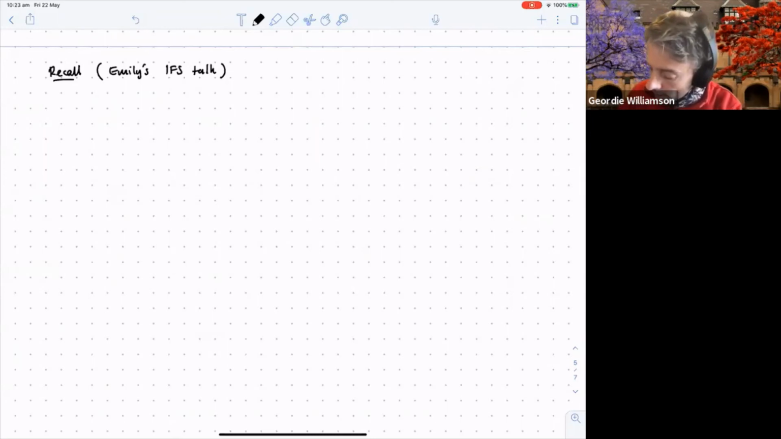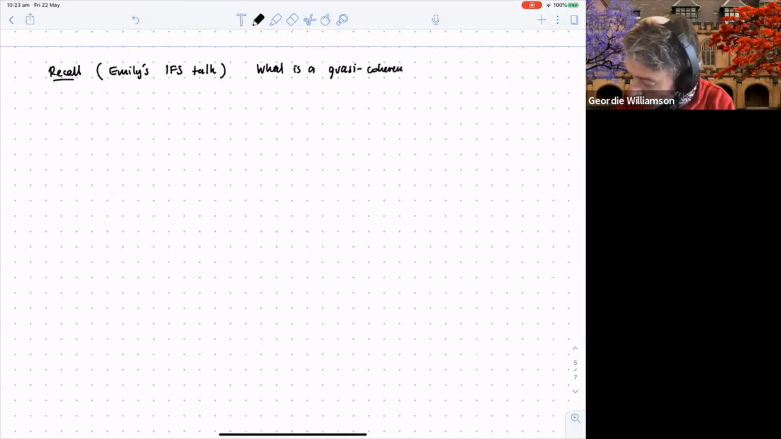So what is a quasi-coherent sheaf? So I first want to recall what a quasi-coherent sheaf is on a stack. And then I will say the same principle allows us to define what a sheaf of categories is on an algebraic stack. So what is a quasi-coherent sheaf on Y?